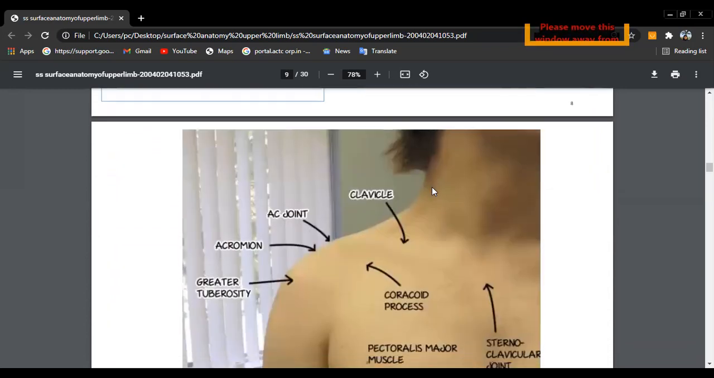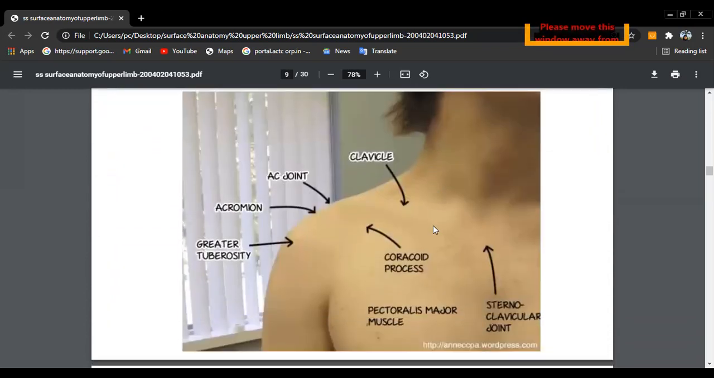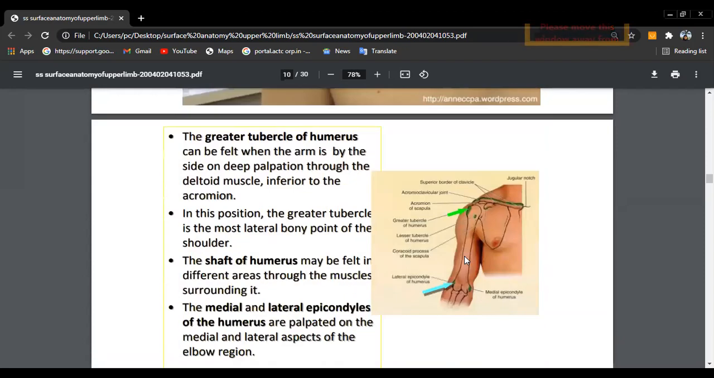Now just try to observe. This is the clavicle bone, at the extreme lateral end we have the acromioclavicular joint, we have the acromion process, and the greater tubercle of the humerus. Coracoid process, I said, is below the lateral one third of the clavicle, right? So that is the coracoid process, pectoralis major. This point is the sternoclavicular joint, medial to which you have the jugular notch.